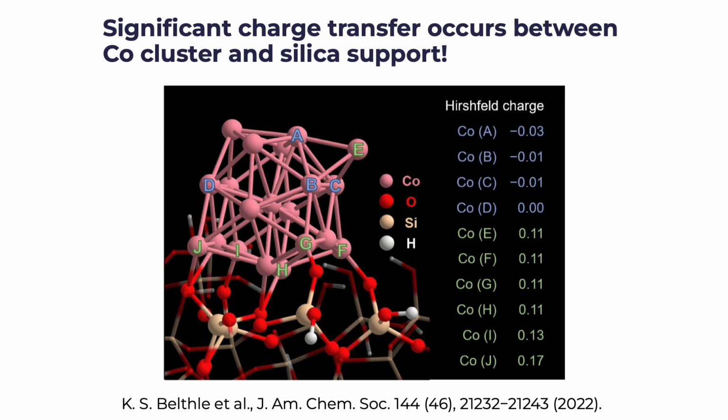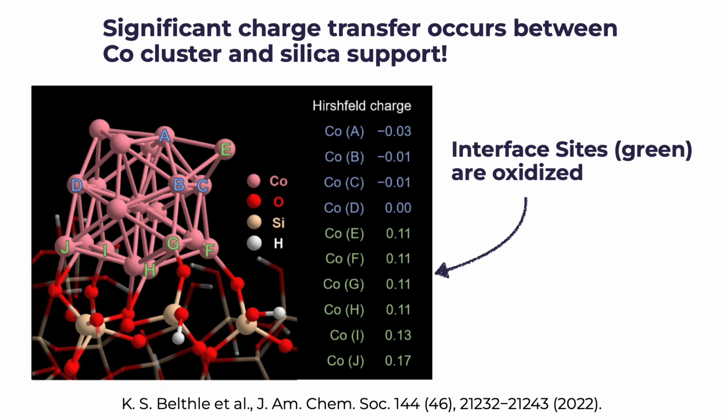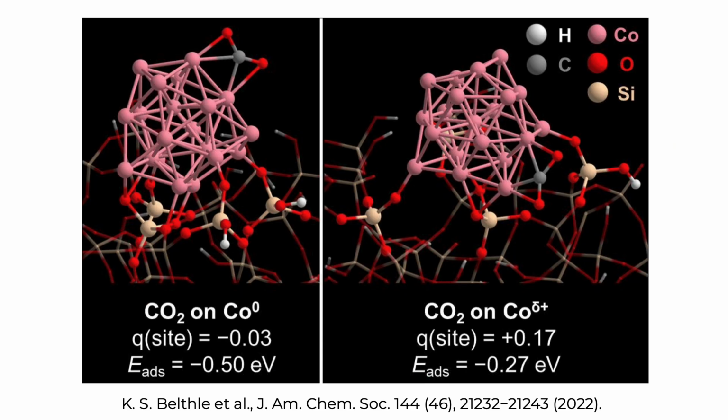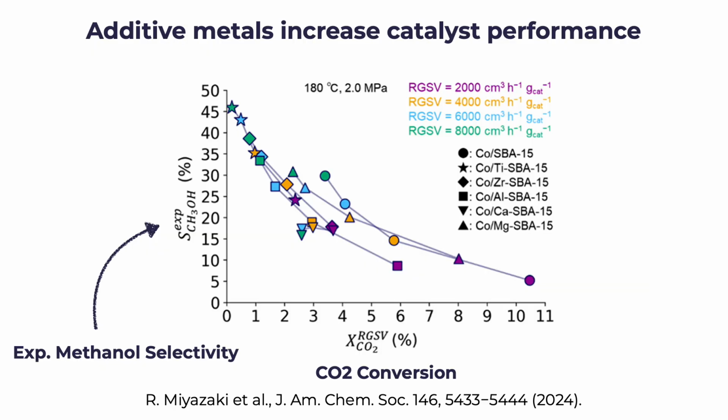What we find confirms and partially explains the experimental findings. Significant electron transfer occurs from the cobalt nanoparticle to the silica support, especially at the interface sites. CO2 adsorbs more strongly on metallic cobalt sites compared to oxidized interfacial sites. Yet surprisingly, catalysts with more oxidized species show better selectivity towards methanol. This also explains why titanium-modified supports, which create more oxidized cobalt species, perform differently than pristine silica.